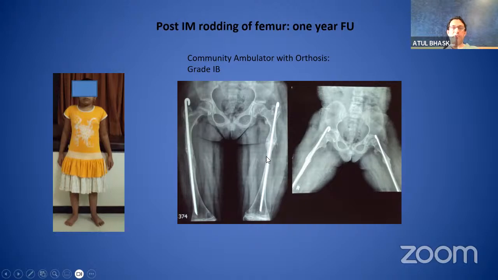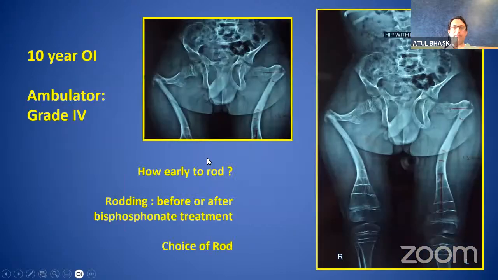Again, I put a rush nail, and she's completely ambulatory. Fortunately, she never had fractures in the other bones. Now we are doing genetic testing in some of these patients. Of course, it costs a lot of money, so initially we did about 10 patients free of cost. She actually had a type 1 OI, which is a milder version.